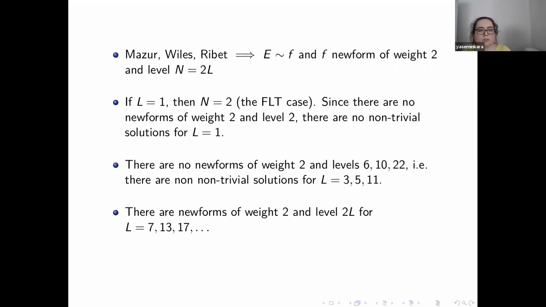But unfortunately, this time, there are new forms of weight 2. Okay, for the levels 6, 10, and 22, there are again no new forms of weight 2. So again, in these cases, that means there are no non-trivial solutions. But how about the other primes? Now we have again infinitely many primes. In these cases, there are new forms of weight 2.